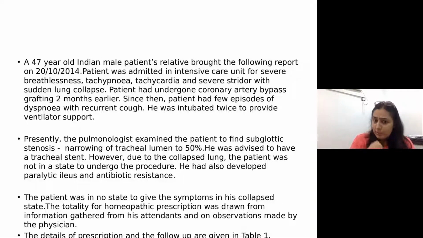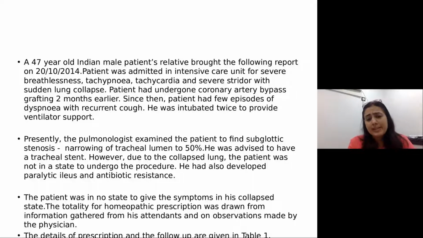Then they tried to intubate the patient. They couldn't intubate the patient because they found that there was a stenosis in the trachea. You know the air pipe which is connecting your upper respiratory and lower respiratory, there was 50% stenosis in that air pipe. That means there was a swelling or there was a growth. It was not known, but because of that, the patient was not able to breathe. So they had put the patient on ventilation.